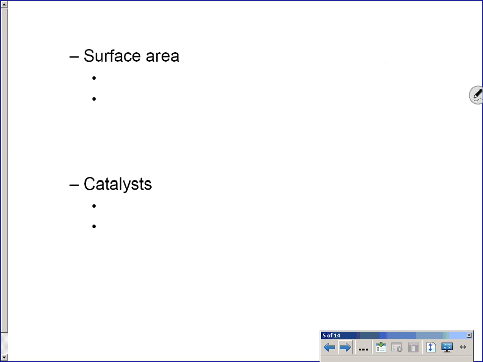Surface area also affects reaction rate. So the greater the surface area, the greater the rate of reaction. And it's very easy to change the surface area because we just change the particle size. So we grind a substance into much smaller particles.